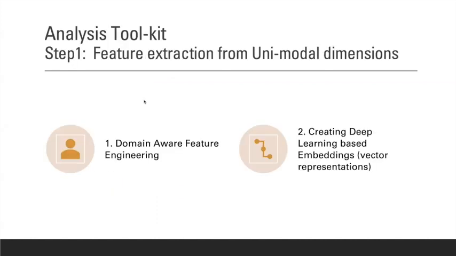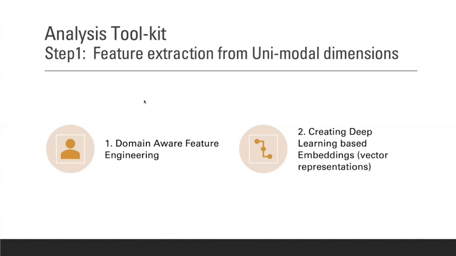What does the typical analysis toolkit look like for multimodal analysis? It's generally a two-step process. The first step is feature extraction from each of the unimodal dimensions. So you have features extracted, say, from text, from images, and so on.